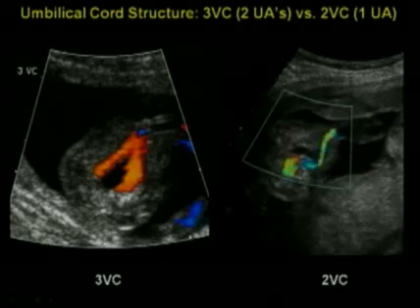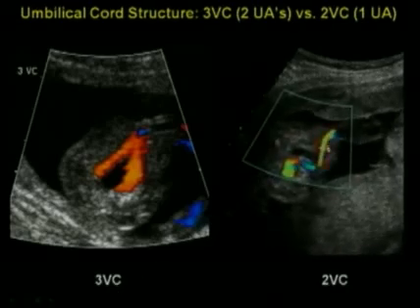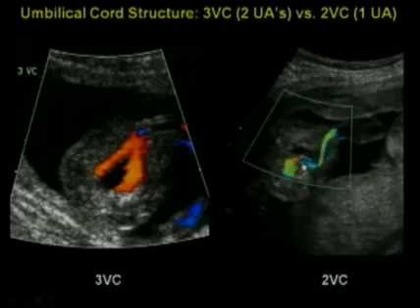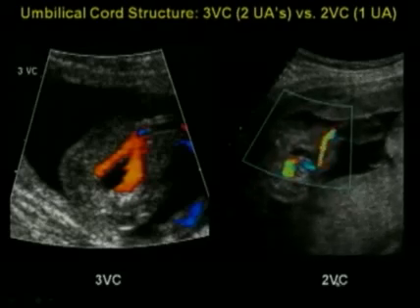3VC is 3-vessel cord. Here, on the other hand, there's the bladder, and with color Doppler, there is 1 umbilical artery, but none on the other side. This is a single umbilical artery or a 2-vessel cord.